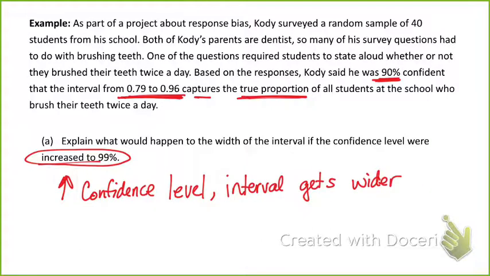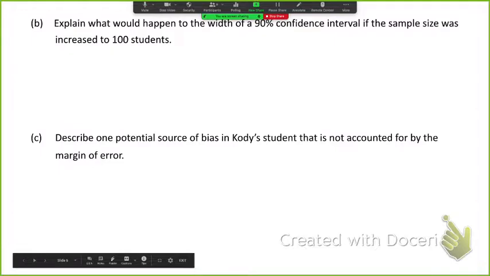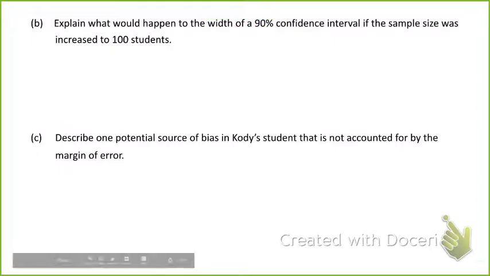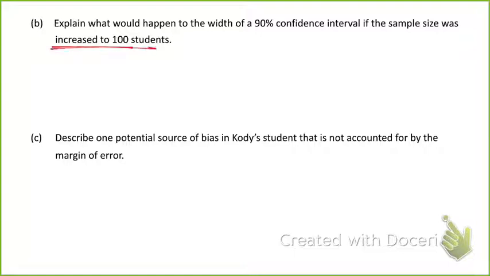Okay. What about if I have my 90% confidence interval, so back to the original, explain what would happen if I increase the sample size to 100. What's going to happen to the interval? Will it get wider, narrower, or stay the same? Wider, 60 more students. I see the logic there, but that's not quite right.